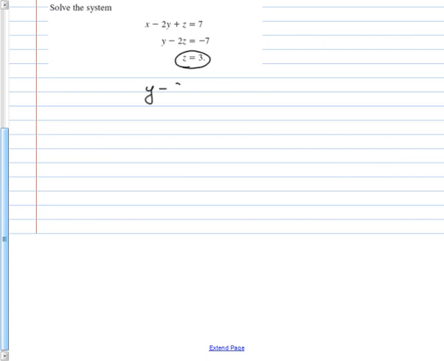y minus 2 times 3 must equal negative 7. So y minus 6 is negative 7. y equals negative 1.